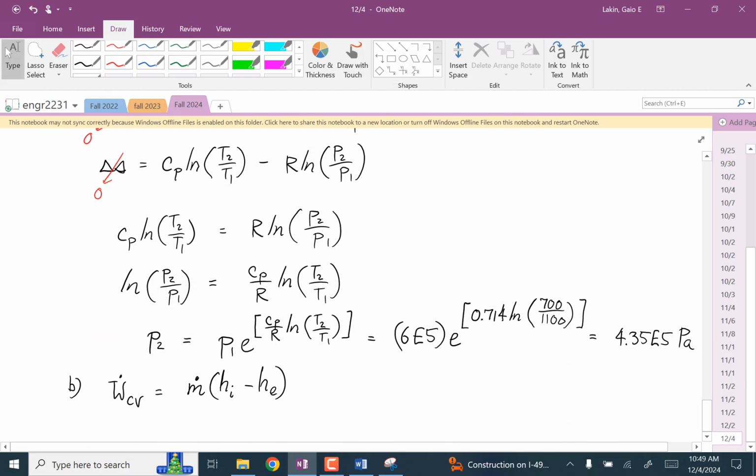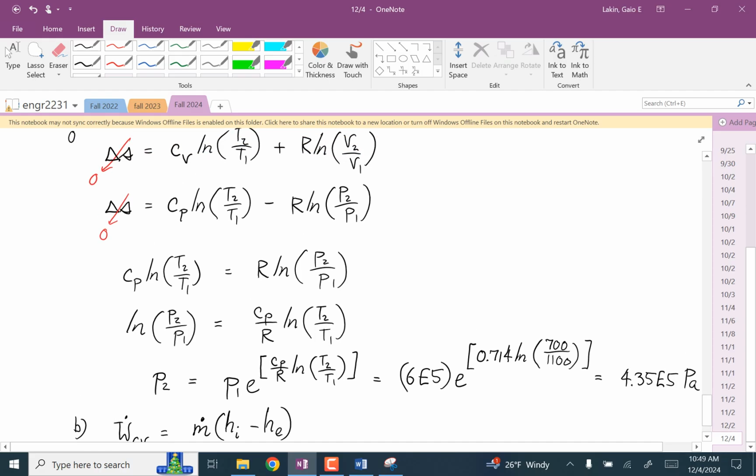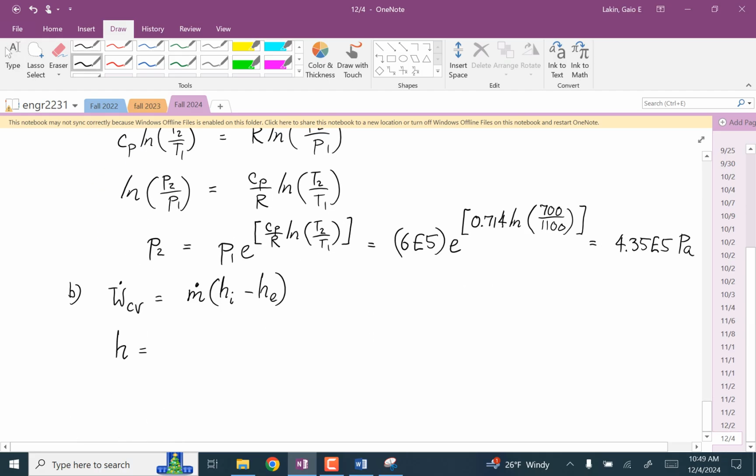And so how are we going to calculate H? Well, let's calculate delta H, which is equal to delta U plus delta PV, which is delta U plus delta R times delta T for an ideal gas. We have the change in temperatures. We can calculate that change in U.